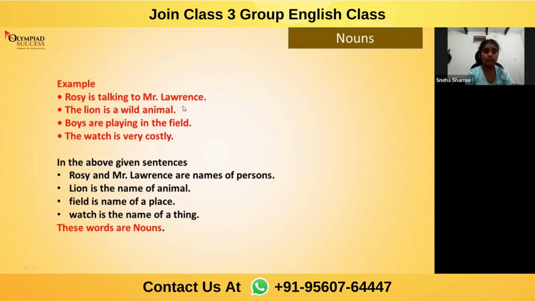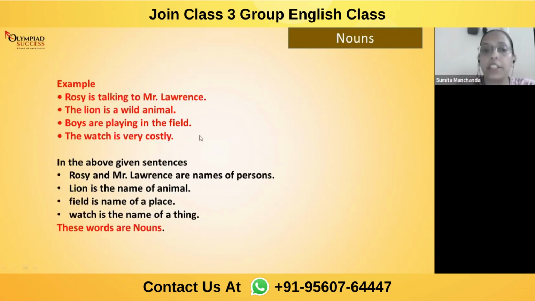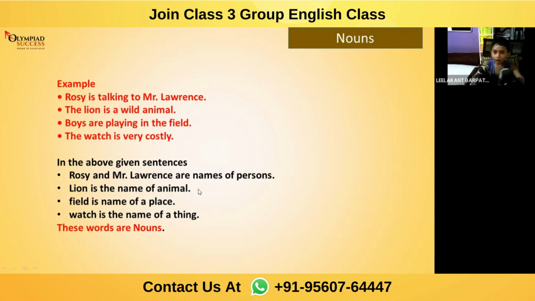Now, Rosie is talking to Mr. Lawrence. The lion is a wild animal. Boys are playing in the field. The watch is very costly. In the first one, Rosie and Mr. Lawrence are name of a person. Lion is the name of animal. Field is name of a place. Now, Shriyan, when he said boy, why I said okay, yes, because boys can be taken in a common form. And ma'am, common and proper are also in nouns only. Yeah, so that's why I said that's correct. Now, watch is the name of a thing. So these words are nouns. Clear, everyone? Yes? Okay.